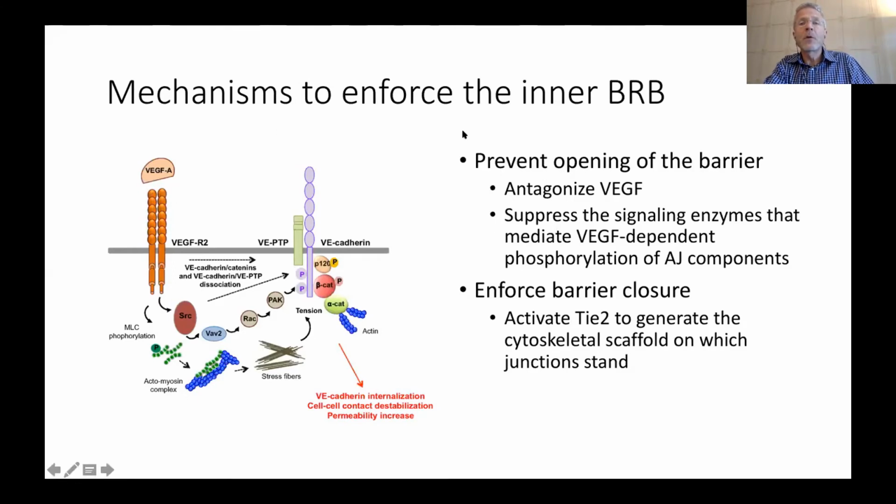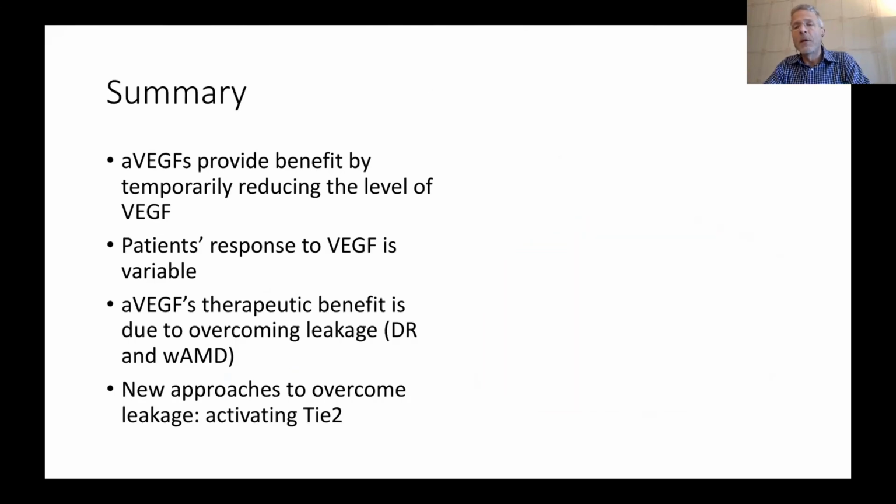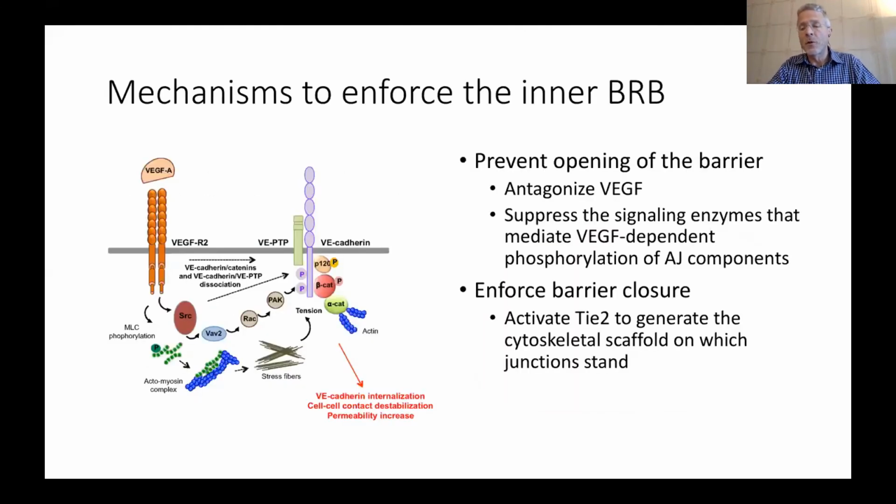Okay, so the mechanisms to enforce the inner barrier are to prevent opening of the barrier, and an approach to do that is to antagonize VEGF, because what VEGF is doing is turning on signaling pathways that mediate phosphorylation of the AJ components. And the other way to enforce the inner barrier is to close the barrier, which seems to be done by activating Tie2, and that generates the scaffold on which the junctional proteins can stand and push those endothelial cells up against one another so that the barrier would be enforced.